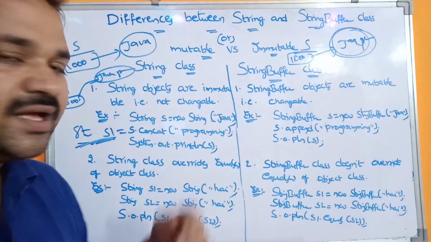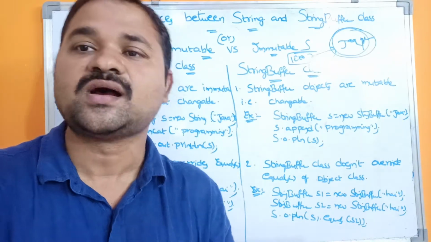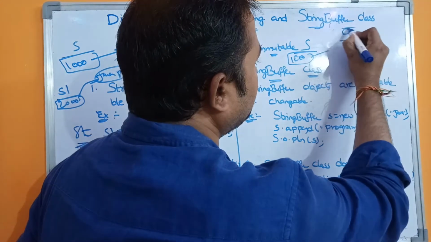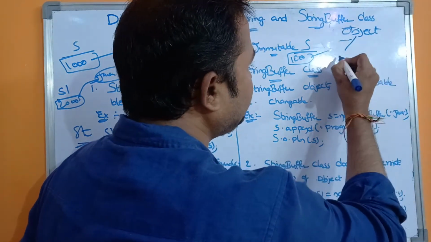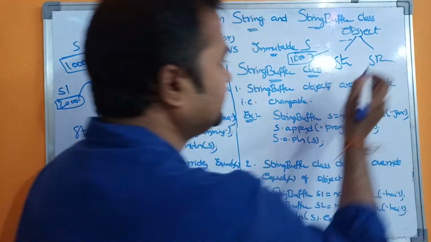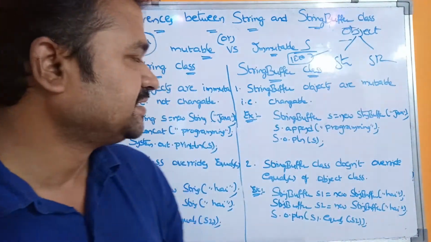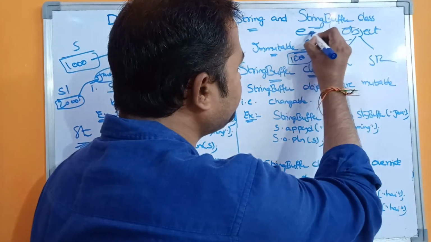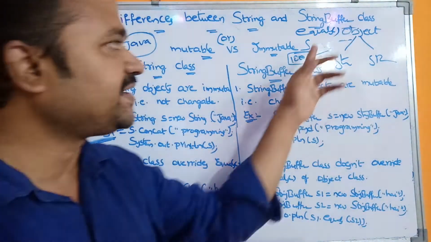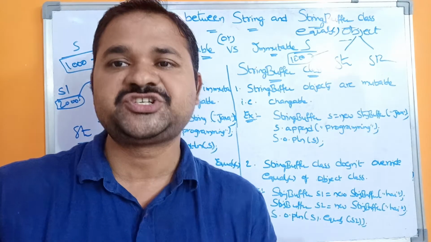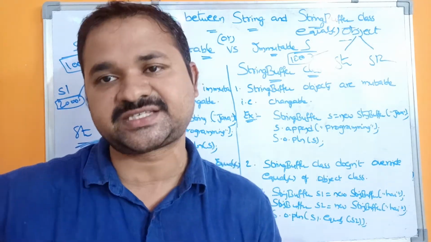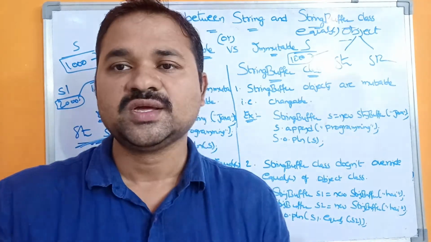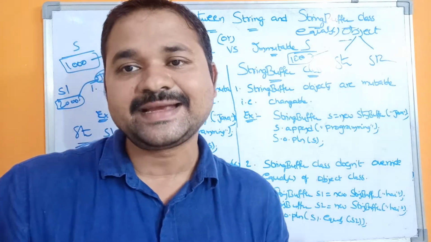Let's see the second point. Here, the String and StringBuffer classes are inherited from the Object class. So we have a class called Object class, and the String class and StringBuffer class are inherited from the Object class. Object class contains nearly 12 methods. One of the methods is the equals method. The equals method checks whether two object references are the same or not. If those two references are equal, then it returns true. If the references are not equal, then it returns false.